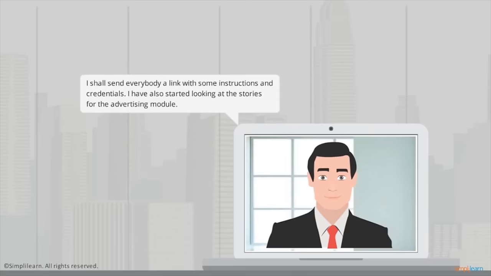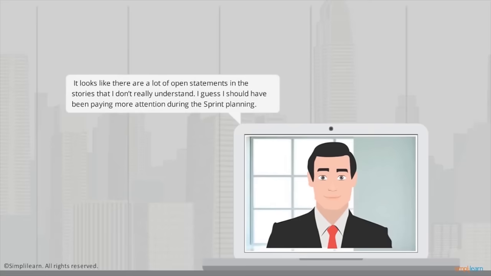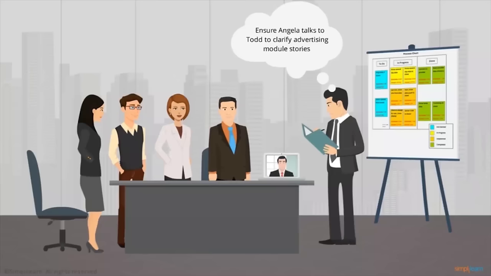I have also started looking at the stories for the advertising module. It looks like there are a lot of open statements in the stories that I don't really understand. I guess I should have been paying more attention during the sprint planning. I really need to have a conversation with Angela about this. That is my main impediment right now. I sent her an email, but haven't received a response yet.